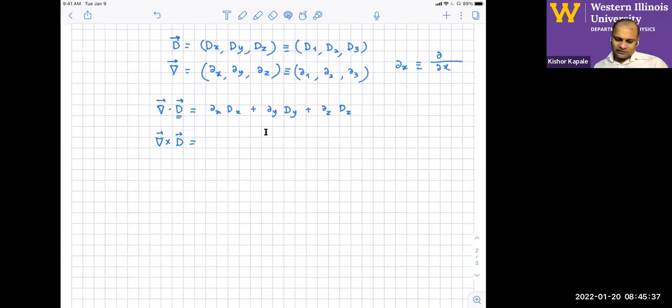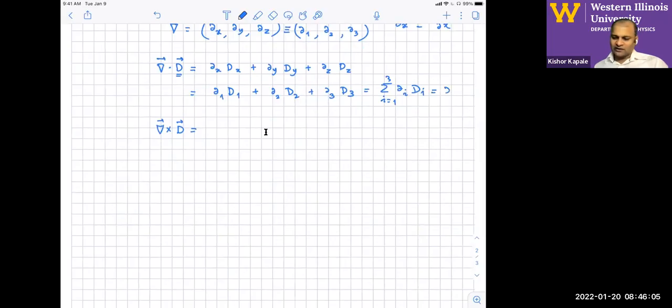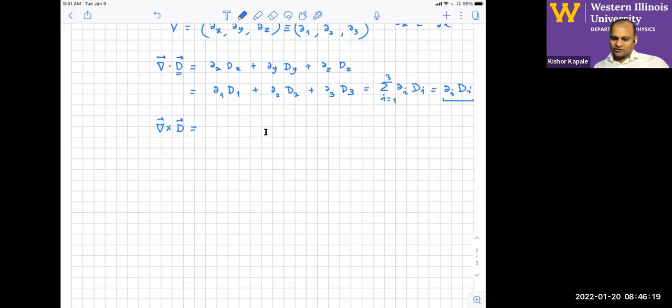This would then become del 1 D1 plus del 2 D2 plus del 3 D3, which is the sum over i of del i Di, where i goes from 1 to 3. According to the Einstein summation convention, you just write this as del i Di. When an index repeats, you don't need to write down the summation. It's understood that there's always summation involved. Because i runs over 3 values, it's a sum of 3 quantities. That's all there is to it in the Einstein summation convention.